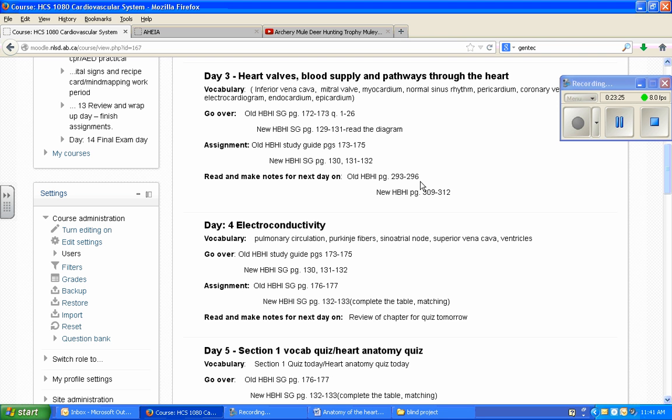We're going to look at the cardiac conduction system, automaticity and rhythmicity, which are the characteristics or some of the features of the heart. And page 296 is the end of this anatomy of the heart chapter. So we're going to blast this one off tomorrow and then move on to the vocab quiz and heart anatomy quiz on day 5.